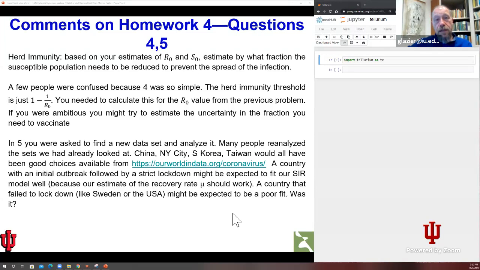Number 5 was a more ambitious problem. I asked people to find a new data set and analyze it. And almost nobody did that. People tend to reanalyze the data sets we'd already looked at.